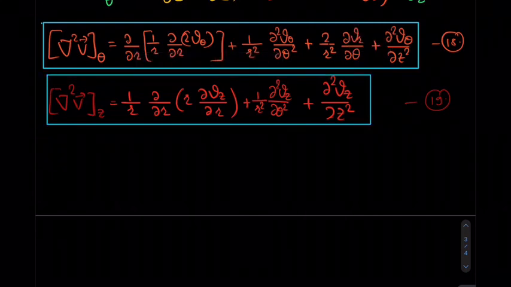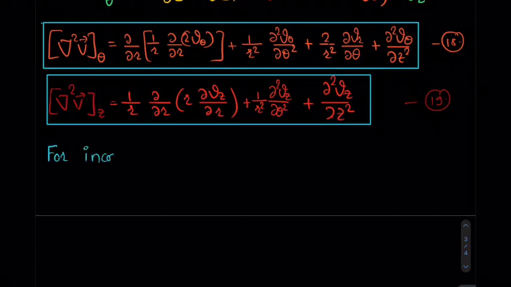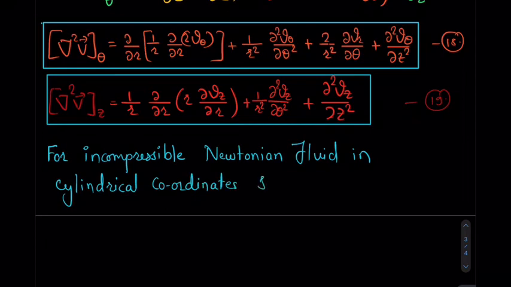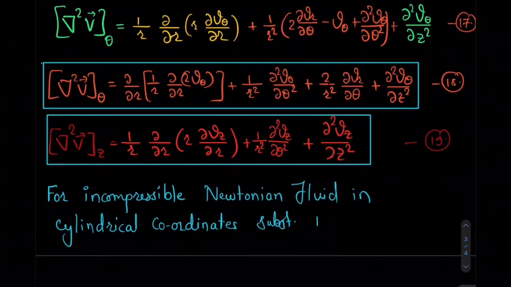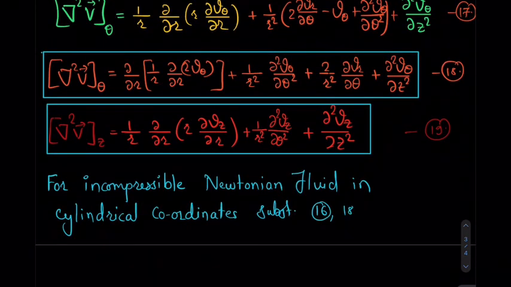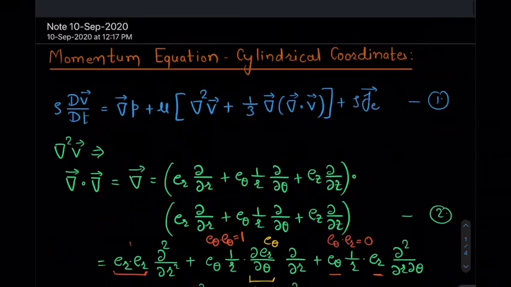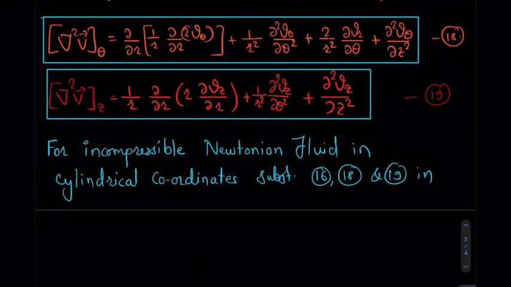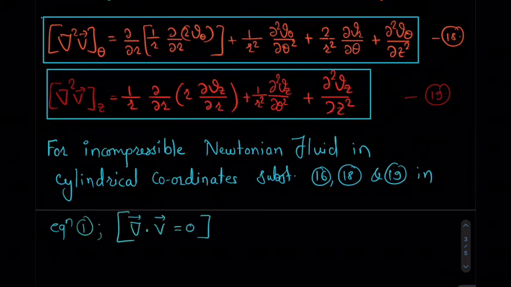Okay, now we need to substitute all these terms into the governing equation. Here we are going to make an assumption, like for incompressible Newtonian fluid in cylindrical coordinates, we need to substitute these highlighted terms directly into the equation. For the compressible part, we need to keep the divergence part as it is, if anybody wants. So substitute 16, 18 and 19 in equation 1. Yes, equation 1, this equation, provided that we are going to make incompressible flow, which is divergence of velocity is 0.